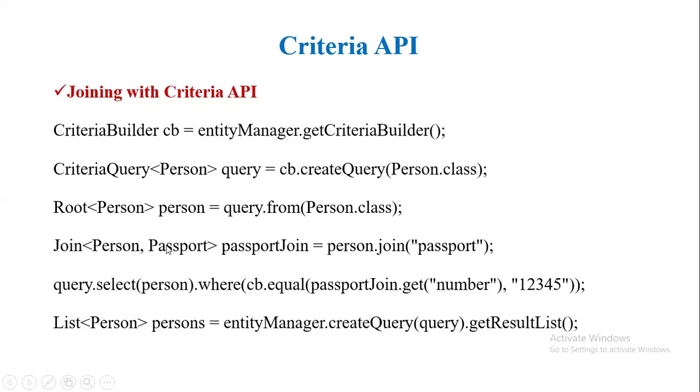So newly we have join of Person, Passport. So here we are applying the joining concept with Person and Passport. passportJoin is an object of this, equal to person.join("passport"). Then query.select(person) selects the Person entity, .where(cb.equal(passportJoin.get("number"), "12345")). So here it gets the passport number as 12345. The person who has the number 12345, all those details will be joined with the persons. So finally it executes the query with the help of the last line, that is List<Person> persons is equal to entityManager.createQuery(query).getResultList().